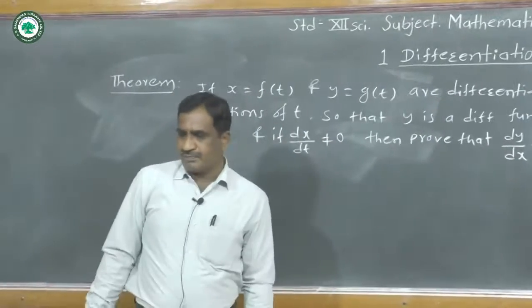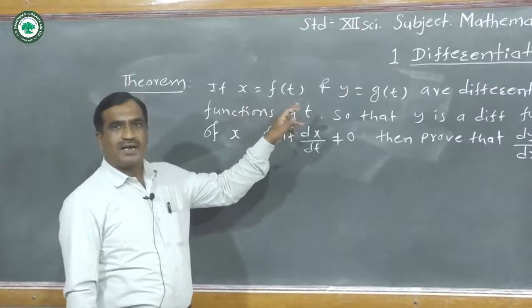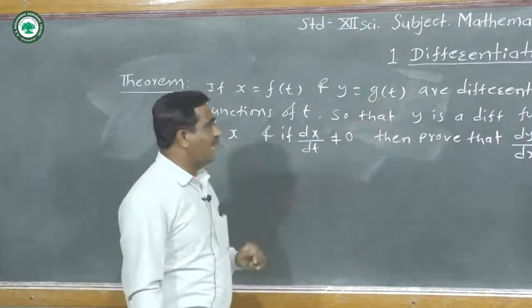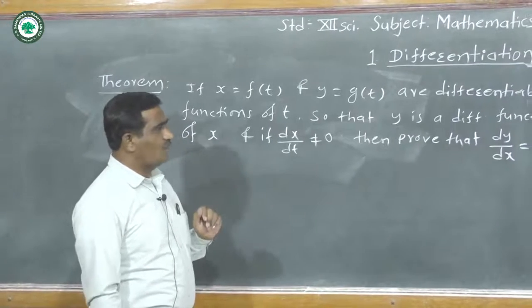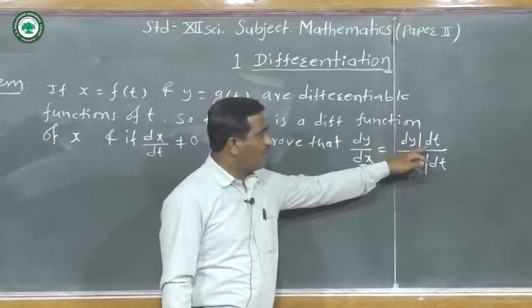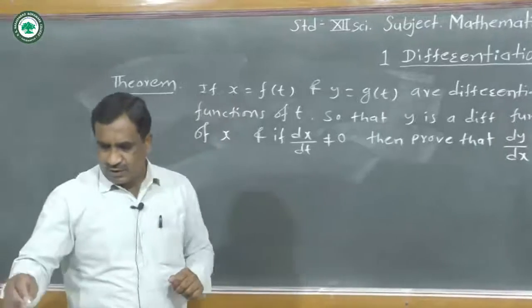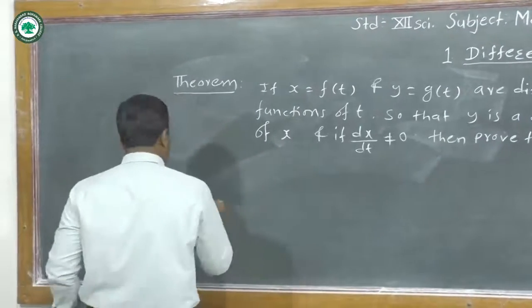Now in this statement, we are given that x and y are differentiable functions of variable t and y is a differentiable function of x, and we have to prove that dy by dx is equal to dy upon dt upon dx upon dt. Now we see the proof for this theorem.